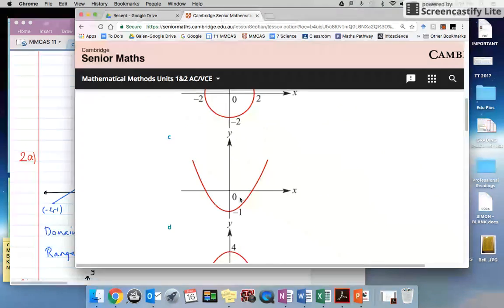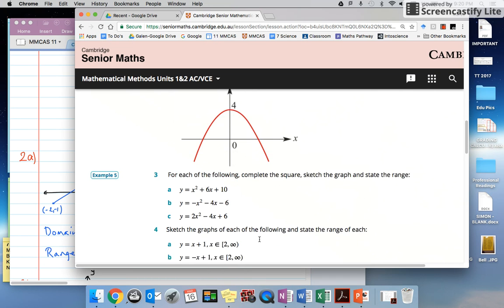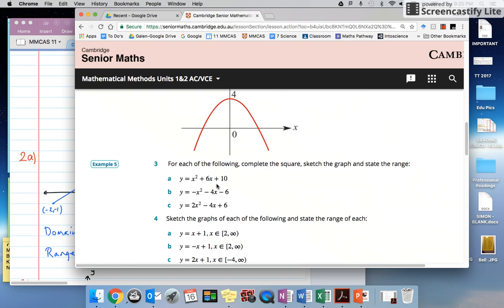This one, if you have a think about it, our x values go from -infinity to infinity, and our y values go from -1 to infinity. Okay, so think about that. Obviously, our range is 4 to -infinity down there. This one's a little bit trickier, because you've got to complete the square.